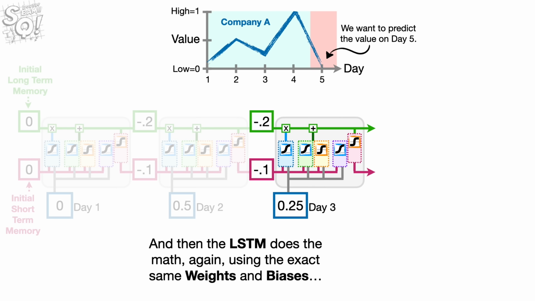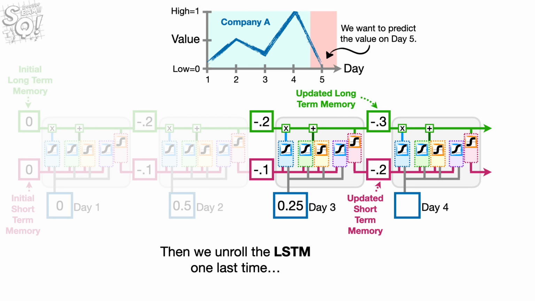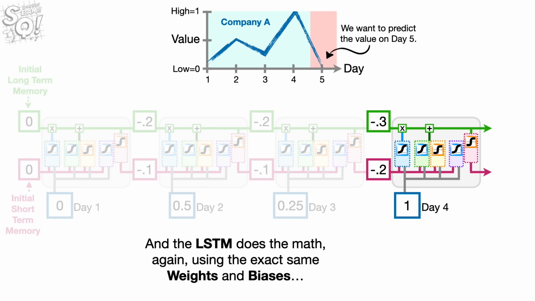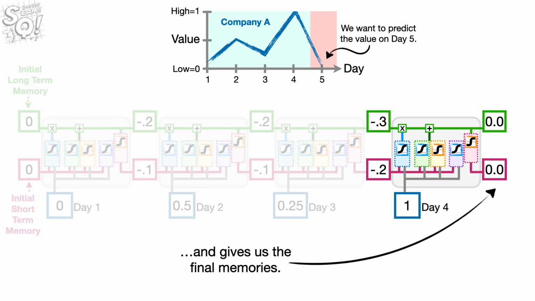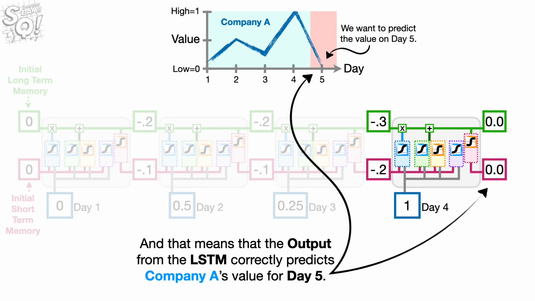Anyway, we unroll the LSTM again and plug in the value for day 3. Then the LSTM does the math, again using the exact same weights and biases, and gives us these updated memories. Then we unroll the LSTM one last time and plug in the value for day 4. And the LSTM does the math, again using the exact same weights and biases, and gives us the final memories. And the final short-term memory, 0.0, is the output from the unrolled LSTM. And that means the output from the LSTM correctly predicts company A's value for day 5.